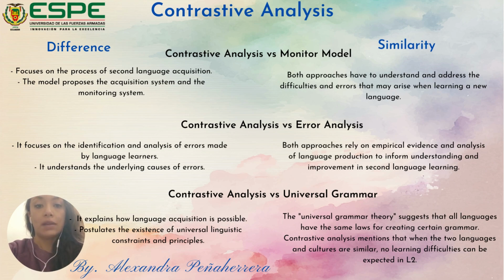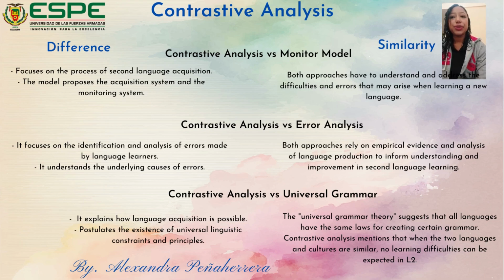Contrastive analysis focuses on highlighting the differences between two elements, such as different approaches to language acquisition, while the monitor model focuses on the process of monitoring and correcting speech errors. Error analysis focuses on identifying and correcting specific errors in language use. Universal grammar aims to identify the common characteristics of all human languages.